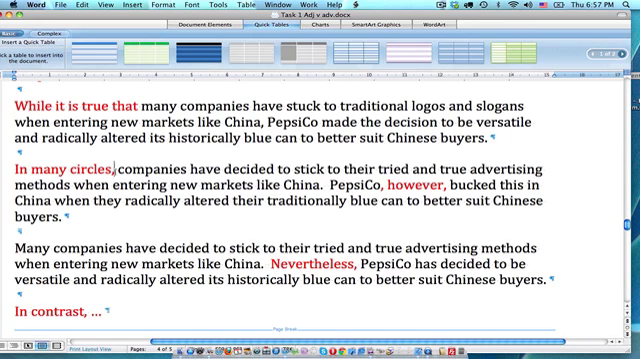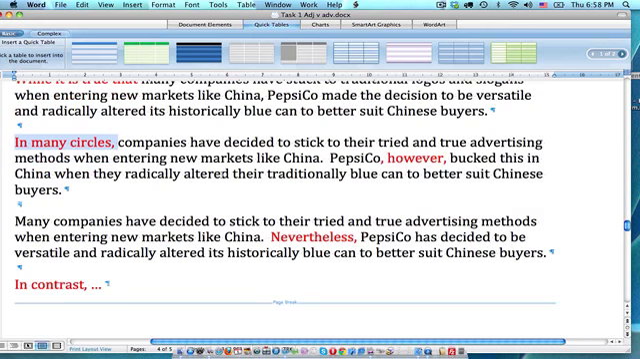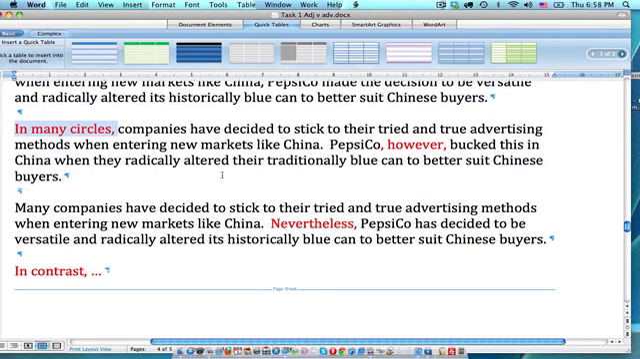So "in many circles" is just like saying "among many people," comma, or "many people are of the opinion that they should stick to their tried and true advertising methods." So again, it's dividing the two camps into: they believe this, PepsiCo believes this. And then when we go on to discuss it, we show how the PepsiCo method is the more effective method.